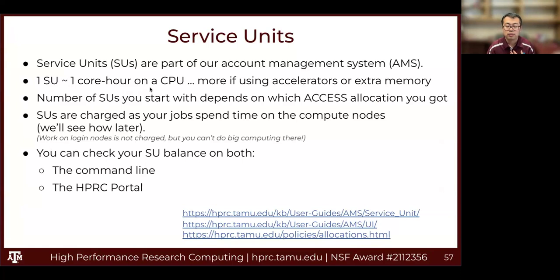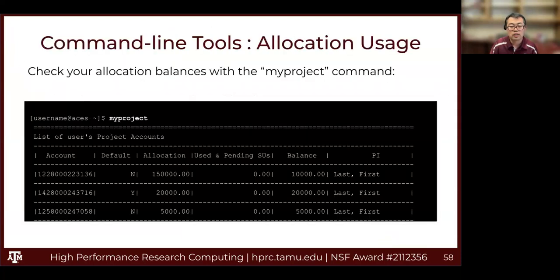But if you want to do parallel computing, for example, if I want to use 100 CPU cores at a time, then the hours will be 20,000 divided by 100 cores, right? That will be the hours you can run your job. So the service units are limited. Also, you can use the my project command to check your balance.